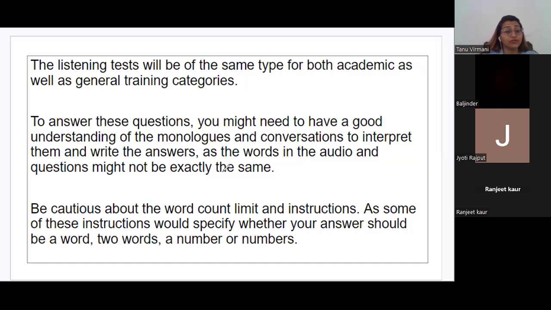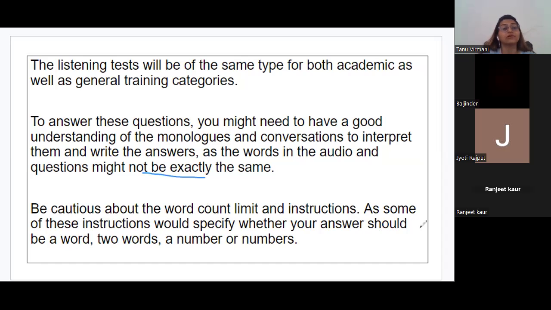So you can interpret them and write your answers, as the words in the audio and the question might not exactly be the same. You're going to have synonyms also here. So be cautious about the word count limit and instructions, as some of the instructions would specify whether your answer should be one word, two words, a number or numbers.